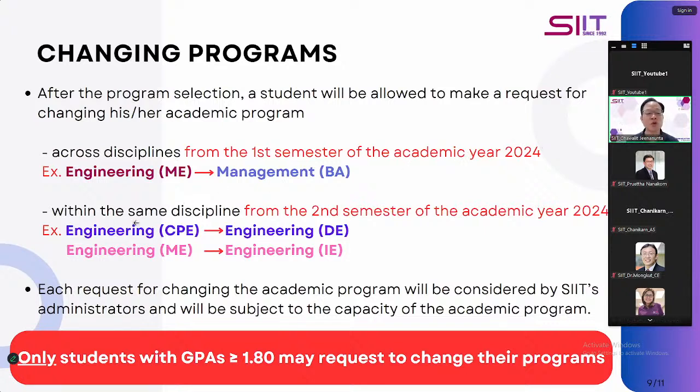But if you change within the same discipline, within the same group, for example, engineering 2, which is computer engineering, to digital engineering, which is in the same group, you have to stay in computer engineering for one semester first. Then in the second semester of 2024, which is January 2025, you can start changing your program within the same group.